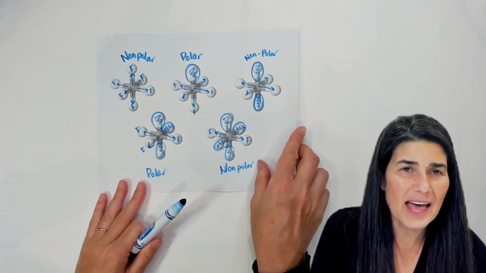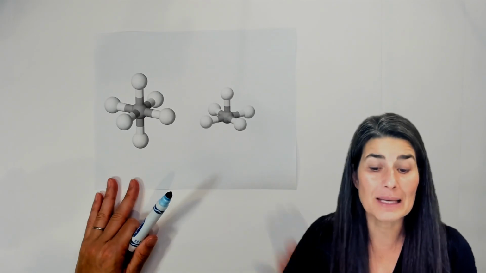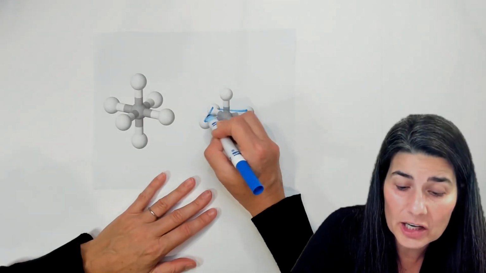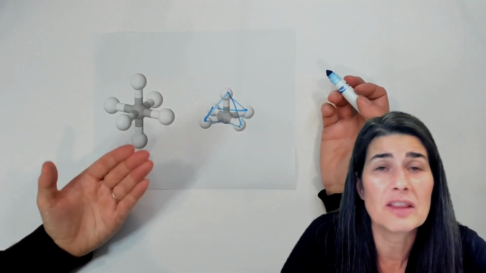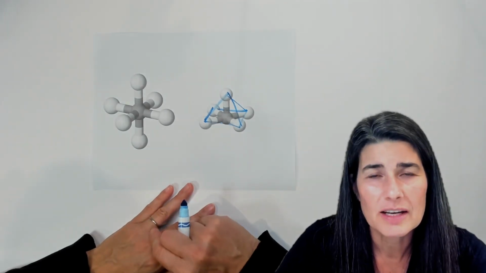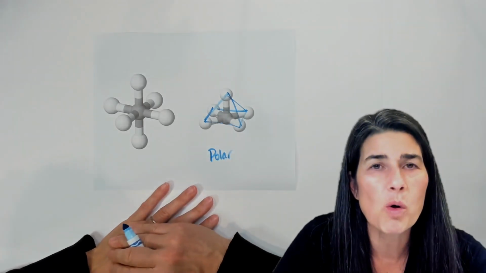So go ahead, keep looking for symmetry in these. If you've got something that's not symmetric, like this square pyramid molecule, well, then there's no symmetry. There will be a pull for electrons. There must be an invisible lone pair down here. Without the symmetry, there is a pull, and this is polar.